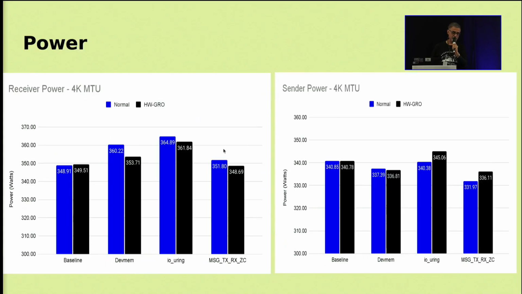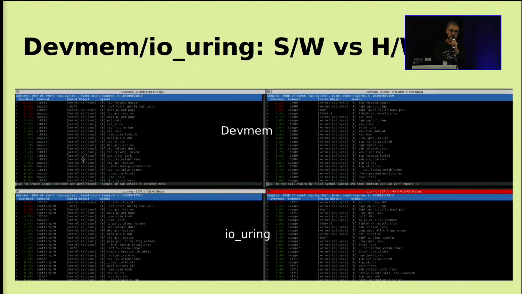Okay, so we looked at power next. I'm ignoring the transmitter; I'm only looking at the receiver. Yes, power is as expected, using less power with hardware GRO, a lot more with no hardware GRO. And it's consistent across, except for here, this could be just a glitch. It's a very small difference.